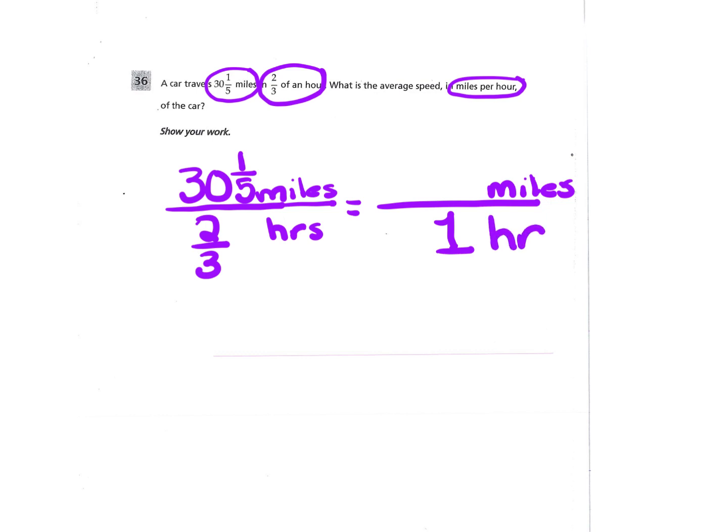Grab your calculator and use your ABC key to divide. Get down the notes, pause the video if you need to, but punch in 30, ABC 1, ABC 5, divided by 2, ABC 3, and hit equals. You should get 45 3/10 of a mile. As a decimal, you would get 45.3 miles per 1 hour. Now let's move on to the next problem.